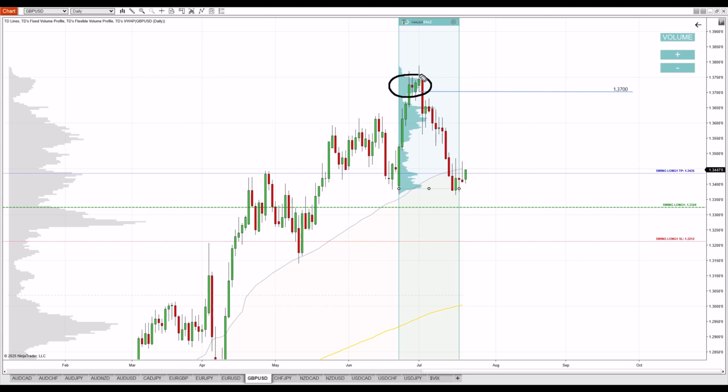So if you look at the profile, then there's a heavy volume zone very close to the level where the price actually turned from uptrend to downtrend. So this is exactly what I want to see and what I want to trade. And my level, my short level is at 1.37. This is more or less the beginning of that heavy volume cluster.